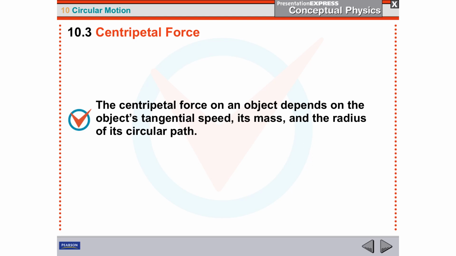Welcome back. This is section 10.3, which is centripetal force, and section 9.3 in your textbook. Centripetal force is a force towards the center of a moving object in a circle. So if you've got a rope attached to a ball and you're slinging the ball around and around, the ball is being held in a circle by the tension in the string. It's acting towards the inside.